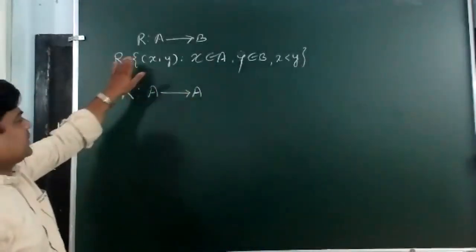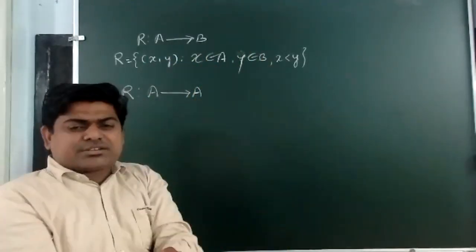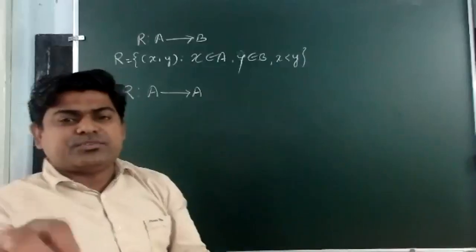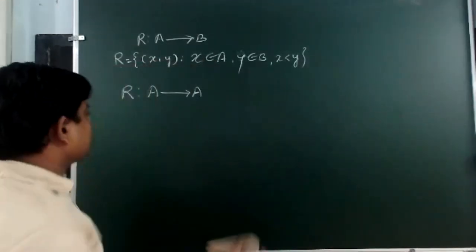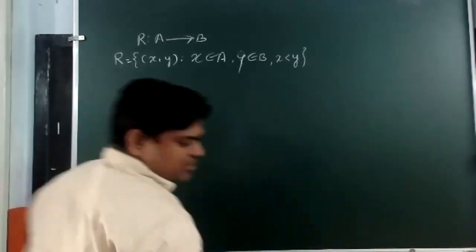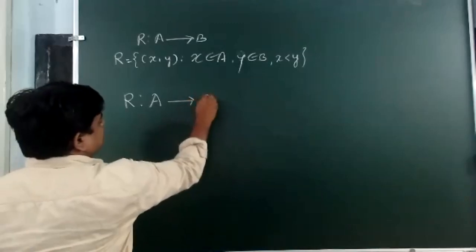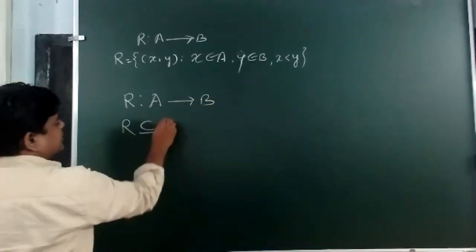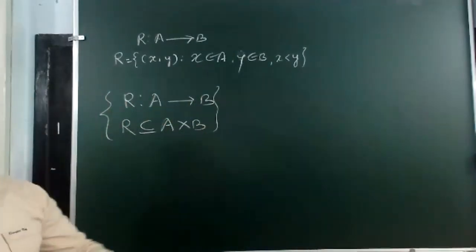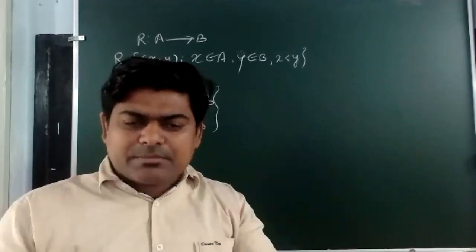Suppose one relation is written as x, y such that x belongs to A and y belongs to B. And what is the relation between x and y? It will be given in the question. Now, mathematically, what would be the definition of relation? If you open your book, one definition is given: if a relation is defined from A to B, then that relation should be a subset of A cross B. Only that much is given.